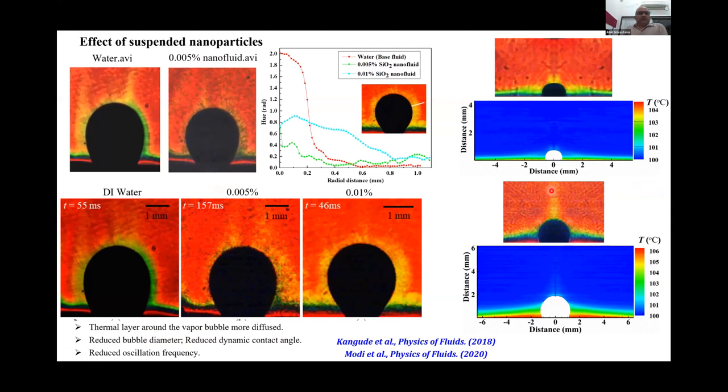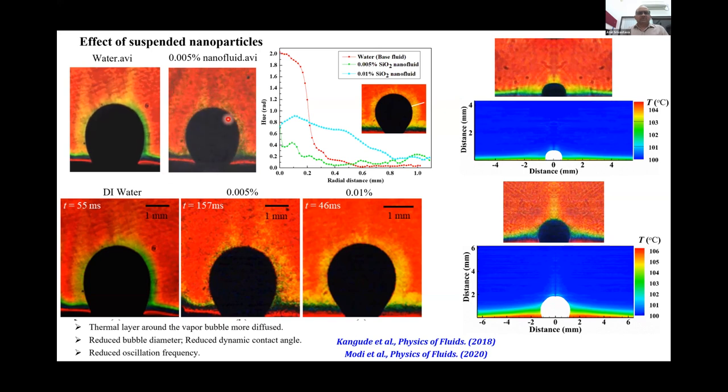So now this is the effect of suspended nanoparticles. You can see these are the rainbow Schlieren images, or the real-time videos. This is a water-based experiment. You can see a nice superheated layer, which is nothing but this hue distribution, or the green color, which is nothing but the temperature gradients enveloping this growing vapor bubble. Because these are subcooled conditions, the bubble is not leaving. You can see the definite oscillations.